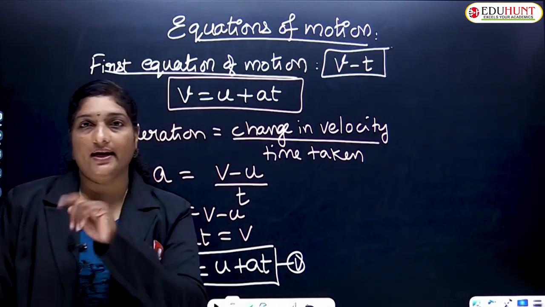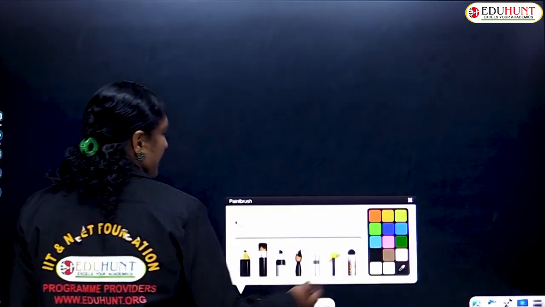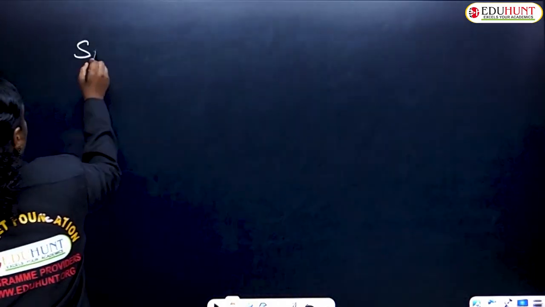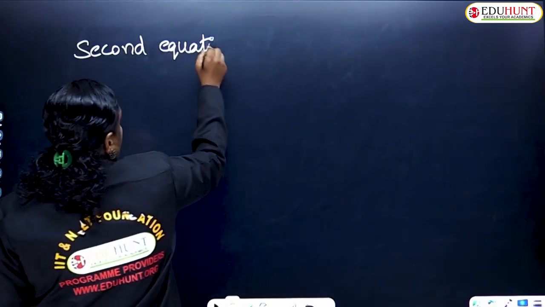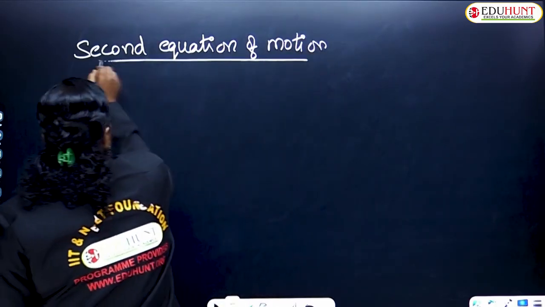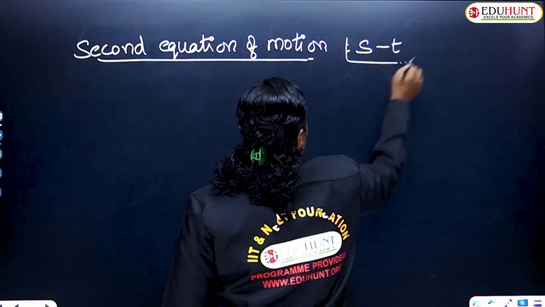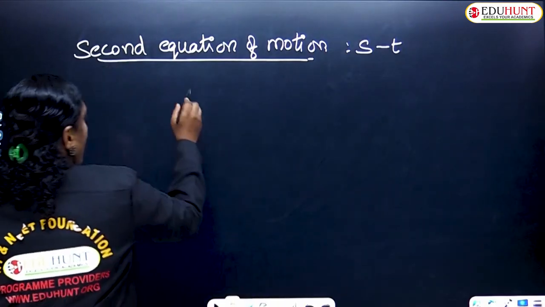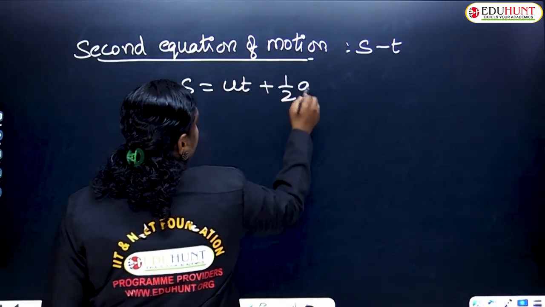Now moving to the second equation of motion. This brings us the relation between displacement and time. The relation between displacement and time is given as s is equal to ut plus half at square.